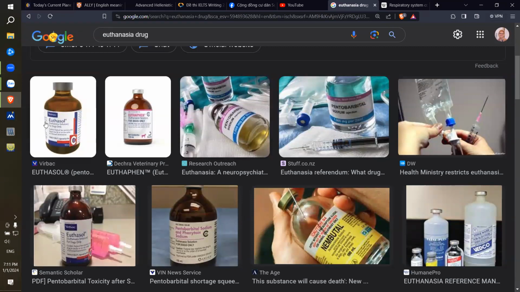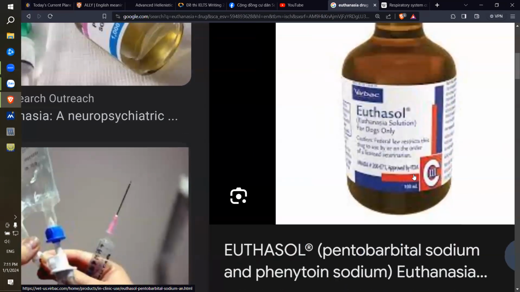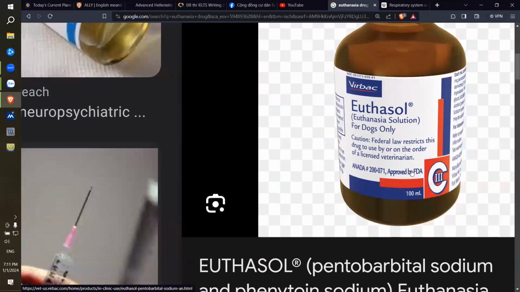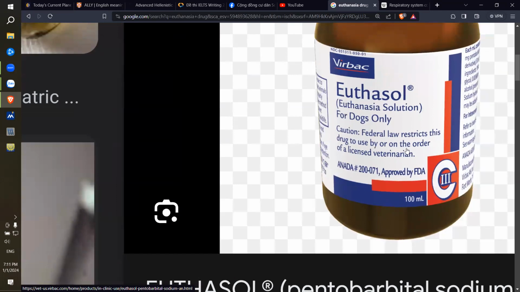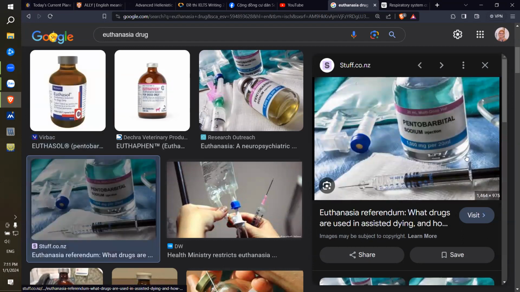Utasol. It's for dogs only, I think. It's for killing dogs. But for humans, I think we can use phenobarbital.